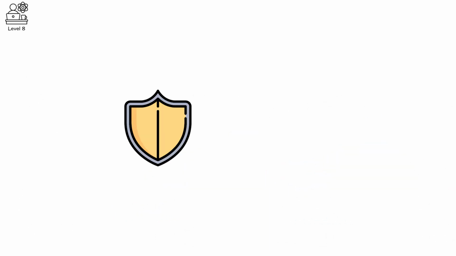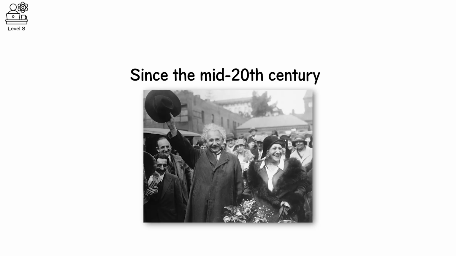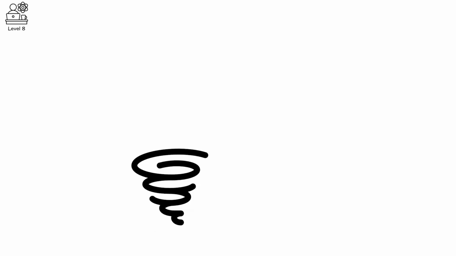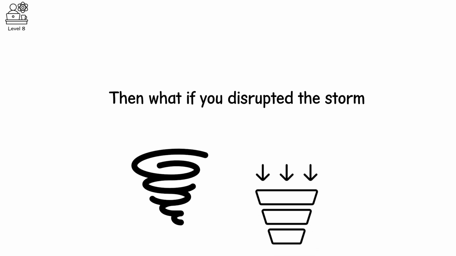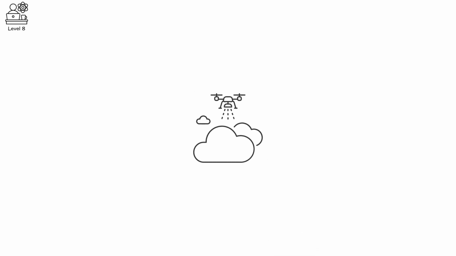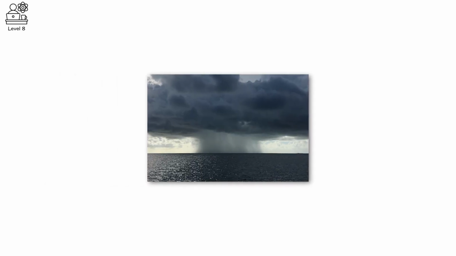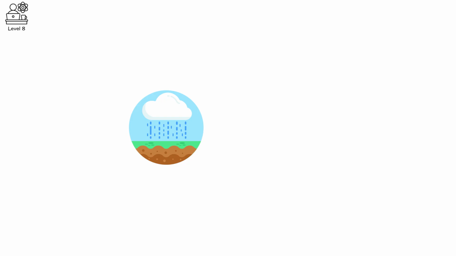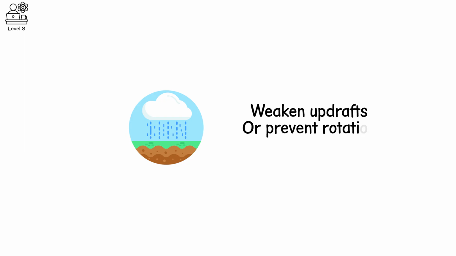Level 8. What if defense wasn't hiding, but interference? Since the mid-20th century, scientists have dreamed of altering the sky itself. If tornadoes are born from rotating thunderstorms, then what if you disrupted the storm before it could tighten into a funnel? Cloud seeding was one early attempt. By dispersing silver iodide or dry ice into clouds, researchers hoped to alter rainfall patterns, weaken updrafts, or prevent rotation.